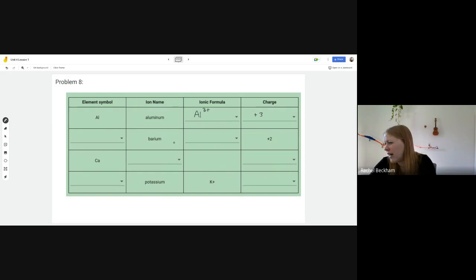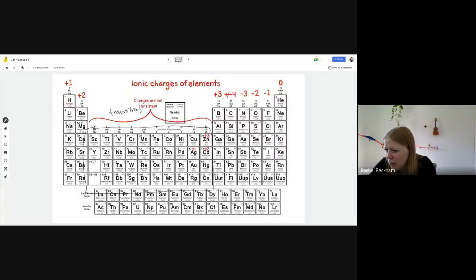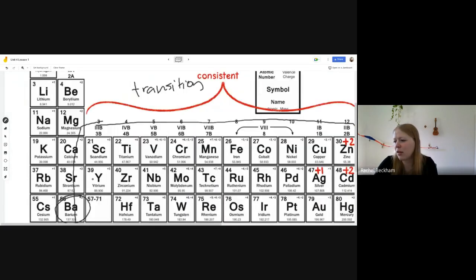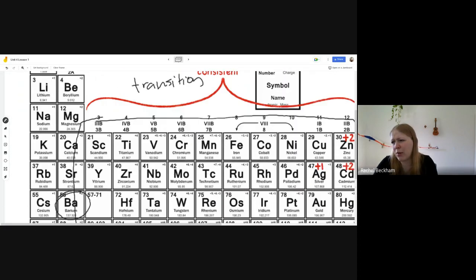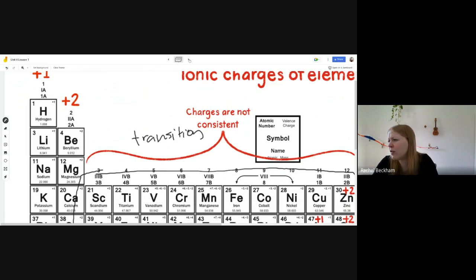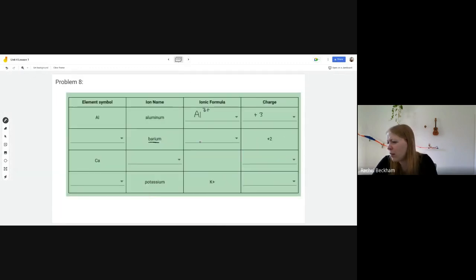Now let's fill it in here. We have barium. We need to go find the symbol for barium. Barium is right here. If you zoom in, you can see that it reads as barium. Barium has a charge of +2. So the symbol is Ba, and the ionic formula is Ba2+, and the charge is +2. They're always going to match there.